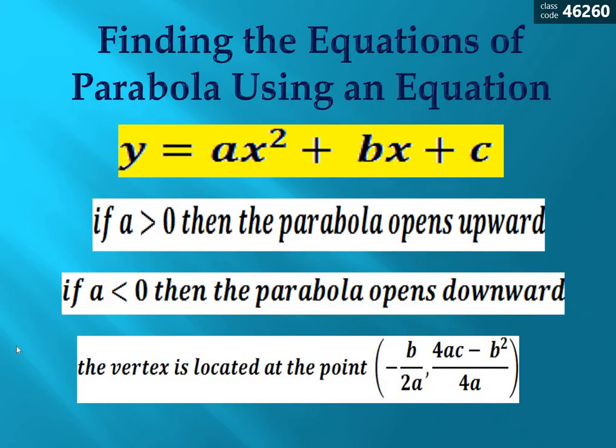Okay, so let's have this one. Finding the equation of a parabola using an equation, y equals ax squared plus bx plus c. So we all know that this is a quadratic equation. So let's have the conditions here. If a is greater than 0, then the parabola opens upward. Remember that. If a is less than 0, then the parabola opens downward. Then the vertex is located at the point negative b over 2a, then 4ac minus b squared, the discriminant, all over 4a. So that will be your vertex formula.